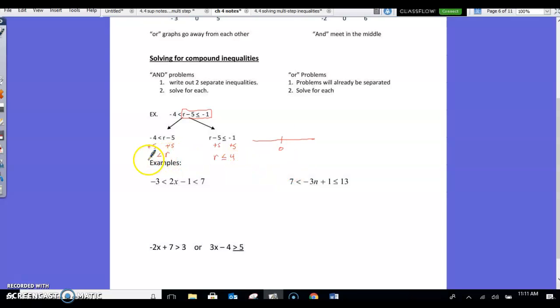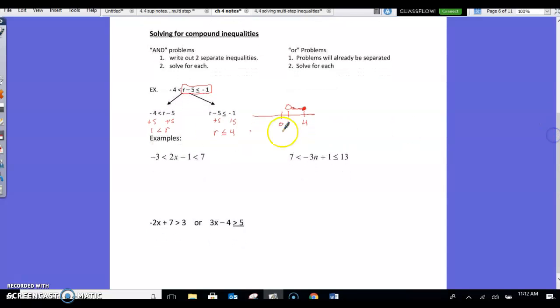I always put 0, 1, and 4, so we have 1 here, 4 to the right of 1. This would be a closed circle. This would be an open circle. And I read it backwards, right? R is greater than 1. R is less than or equal to 4. So less than or equal to 4, greater than 1, they're going that way. And we just connect them in the middle. So that would be the graph of an and inequality.